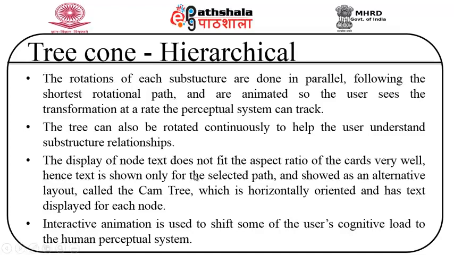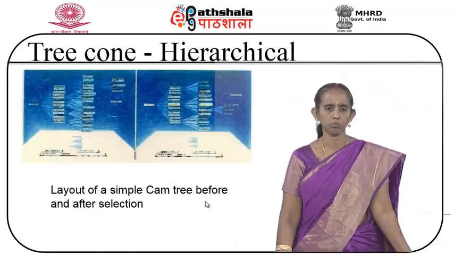The display of the node text does not fit the aspect ratio of the cards very well, and hence the text is shown only for the selected path and shown as an alternative layout called the cam tree, which is horizontally oriented and has text displayed for each node. Interactive animation is used to shift some of the user's cognitive load to the human perceptual system.